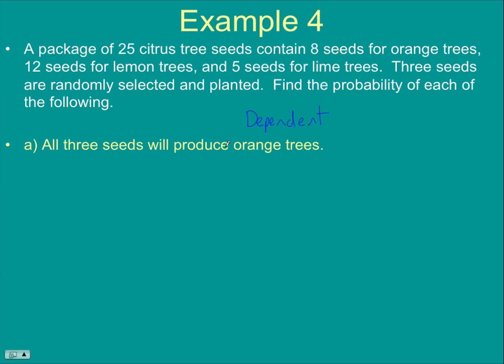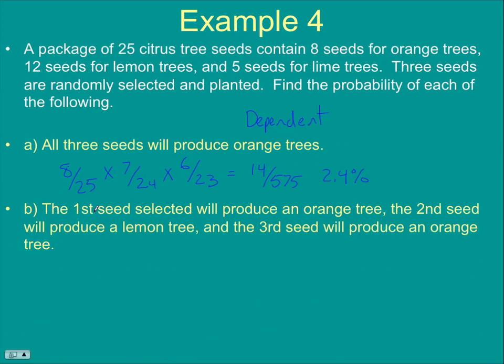So all 3 seeds will produce orange trees. So we say how many orange trees were there? Well, there were 8. So we have 8 out of 25 total seeds, because there were 25 citrus tree seeds. And then times, we assume we got one, so it's 7 out of 24. And then we assume we get another one, so it's 6 out of 23. And when we multiply this together, we get 14 out of 575, which is about 2.4%. So we have a 2.4% chance that all three seeds are going to be orange trees.